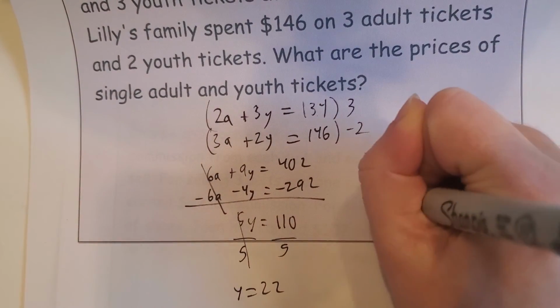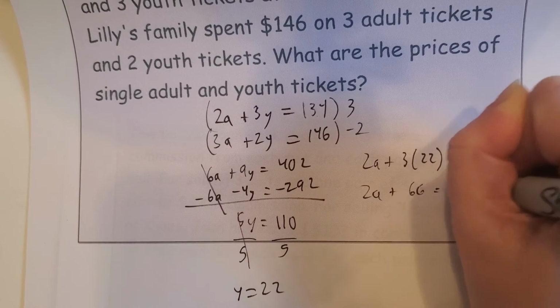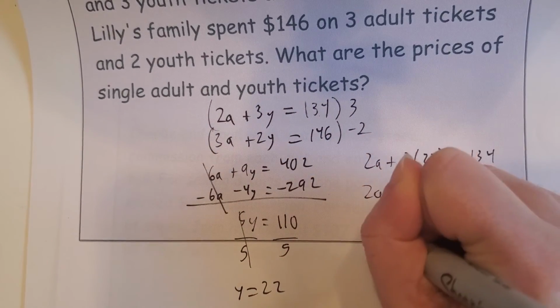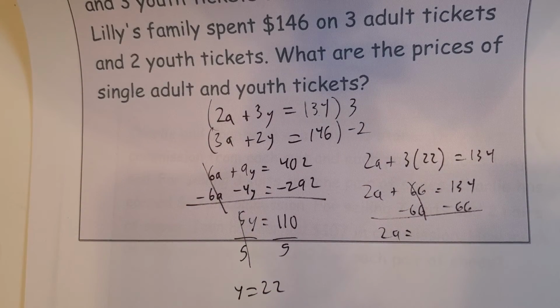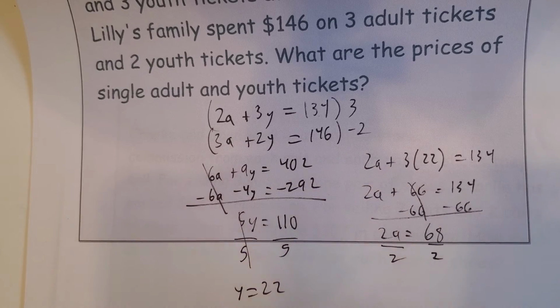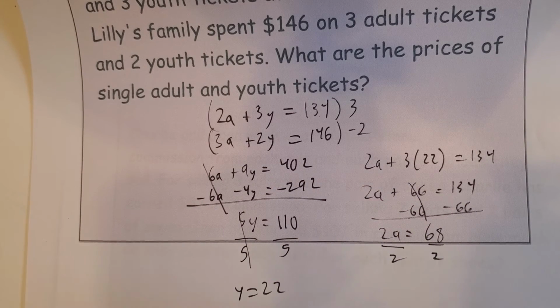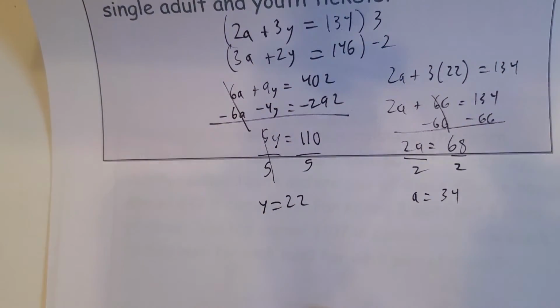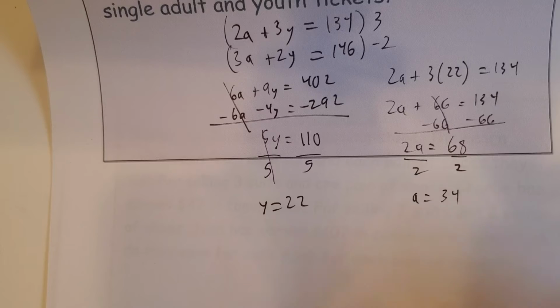So this is 66. 68. And then I think this is 34. Okay. So Y is 22, A is 34.